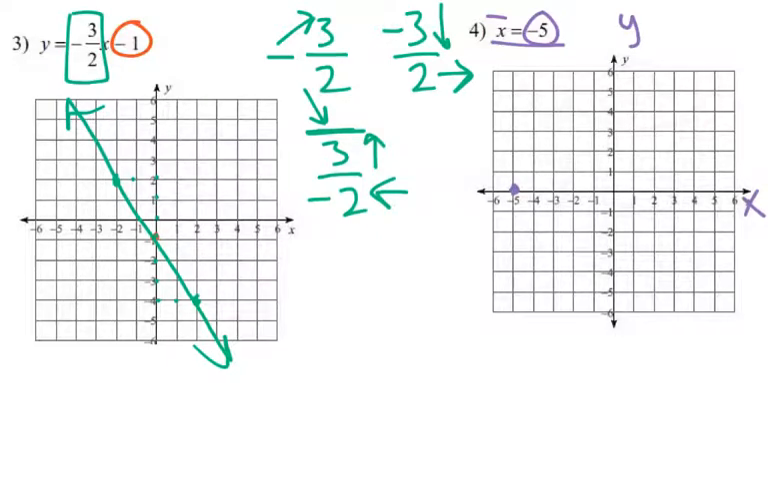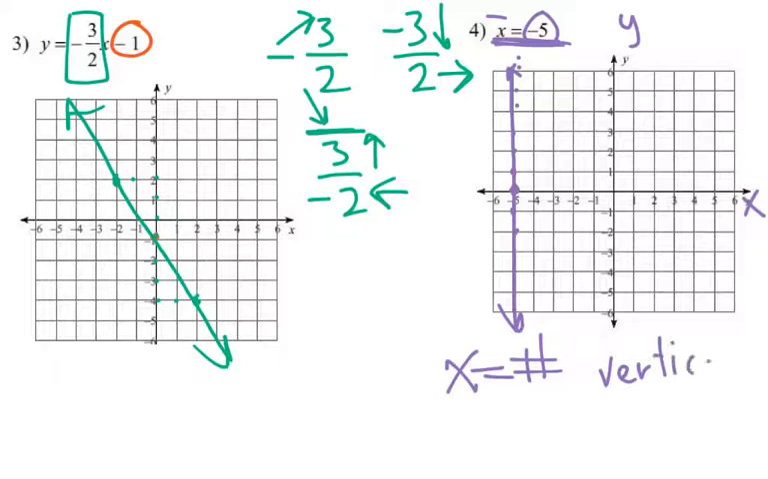Now, the problem is I can't just put a point. Because this is also negative 5 for x, this is also negative 5, this is also negative 5. So basically, I need to draw a line there on all those negative 5's, those possibilities, because all the points on that line have an x value of negative 5. And that's a vertical line. Anytime it's x equals a number, and that's it, that's going to give you a vertical line at the number.